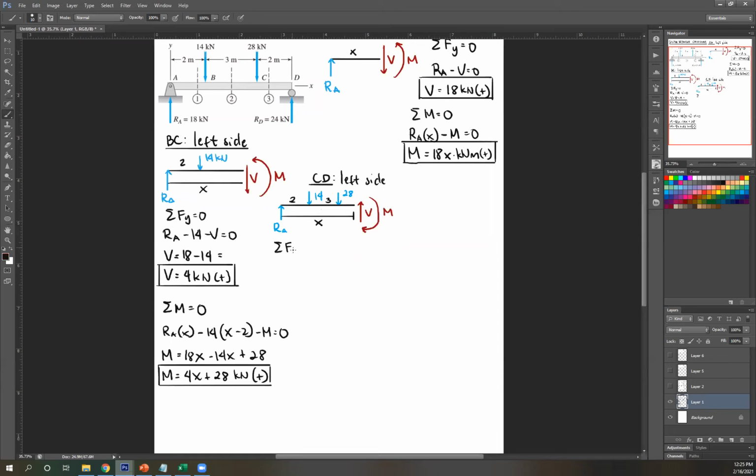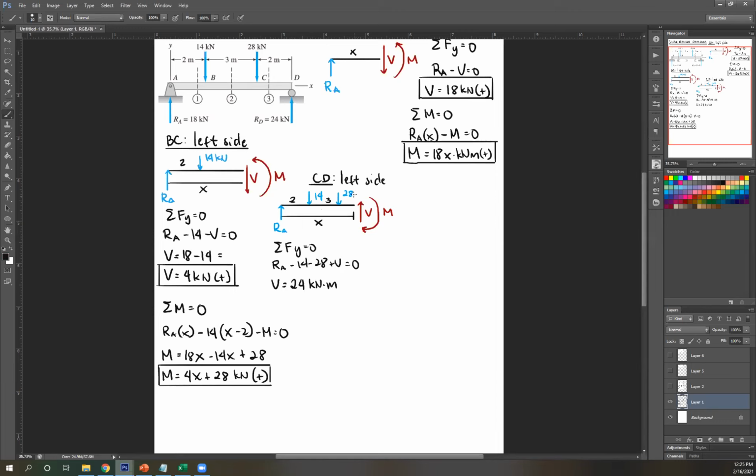Operating the equation, summation of forces y equals 0: RA minus 14 minus 28 plus V equals 0. So V equals 14 plus 28 minus 18. That's 24. Yeah, that's 24. Positive, therefore correct assumption. So 24 kilonewton.